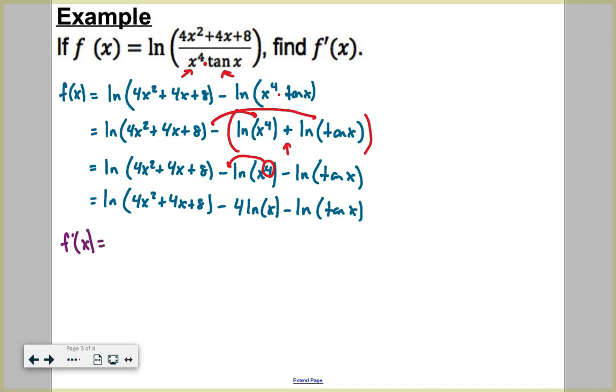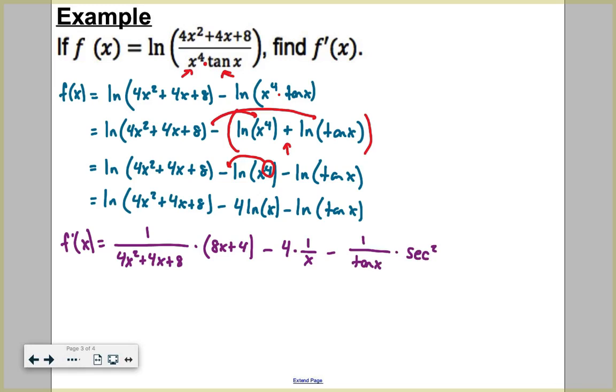Alright, so for our first one, natural log of 4x squared plus 4x plus 8 is going to be 1 over the inside, so it's 1 over 4x squared plus 4x plus 8 times the derivative of the inside, which is going to be 8x plus 4, minus 4 times the derivative of natural log, which is 1 over x, and then minus 1 over the inside, which is tangent, times the derivative of the inside. So the derivative of the inside is secant squared of x.